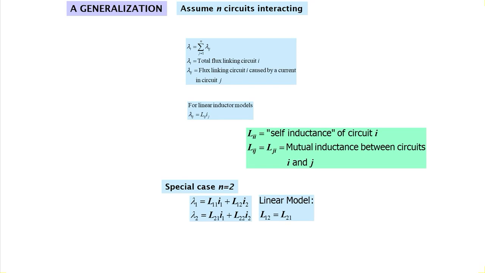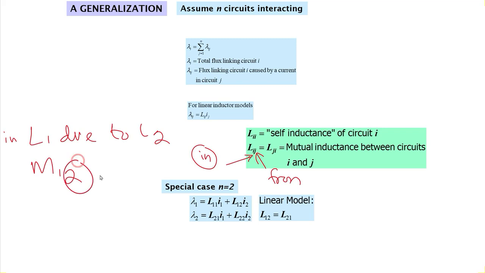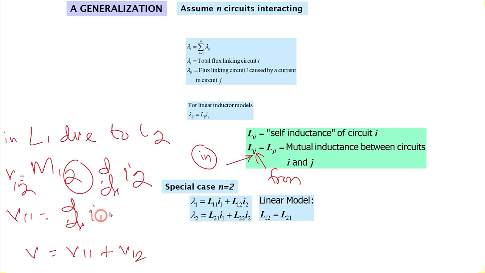Now this is assuming that we are having n number of fluxes. So in n number of fluxes, the first one would be the in and the second one would be from. So in L1 due to L2 would be M12. So here we would use d by dt of I2, and this would be inside the V1 due to current in 2. Similarly, we can write V is equal to V11 plus V12. So V11 would be d by dt of I1 and L1. So self are similar, mutual are different. So this is the summary.